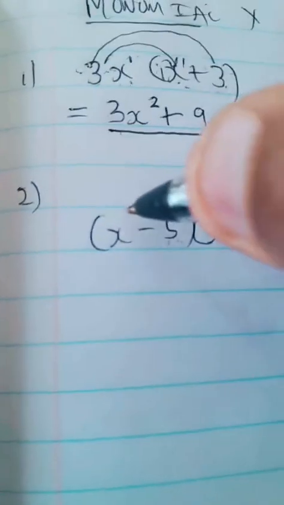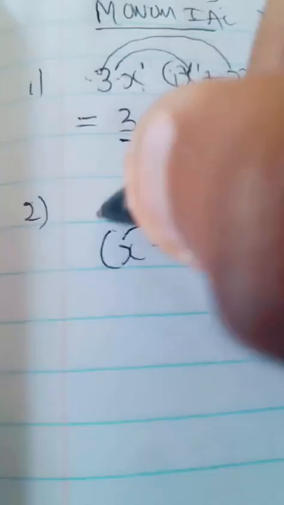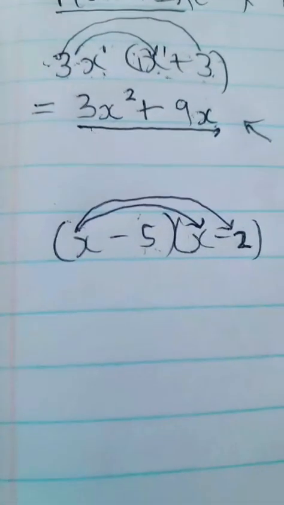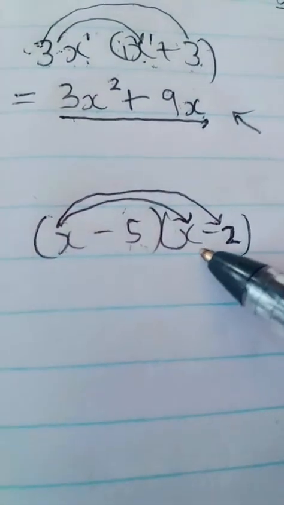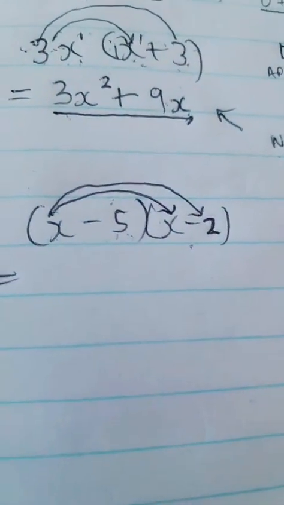So x needs to first be distributed to x, and then after that x needs to be distributed to negative 2. So let's start there. x times x: sign, number, letter. Let's start with the sign. Positive times a positive is equal to a positive, so the sign is positive.